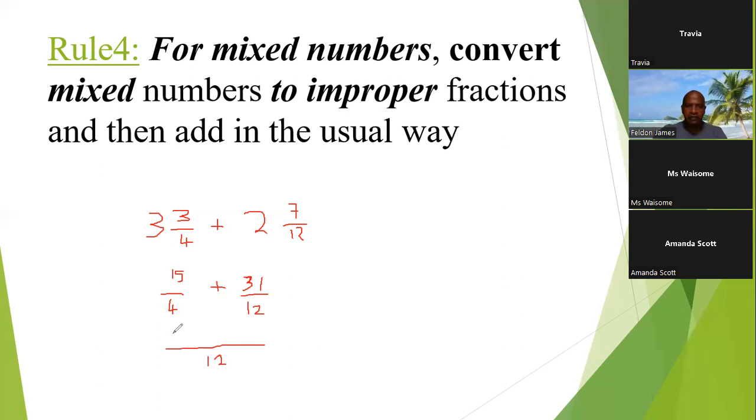I hope everybody is following so far. And next, what do we do? You put back the addition sign. Then 12 into 12 goes 1 time, and 1 times 31 equals 31. So we get 31 here. So equal to 76 over 12.